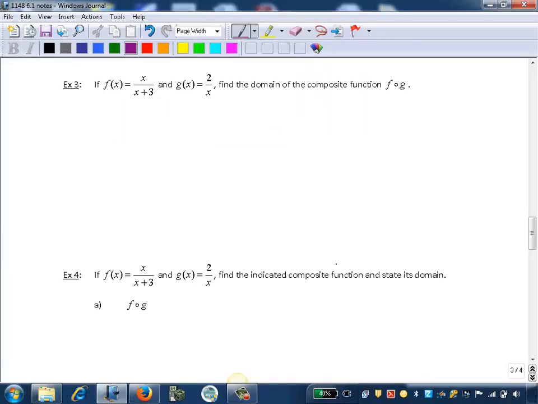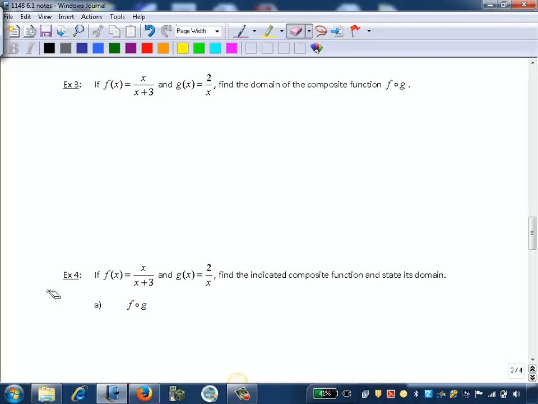Example 3. If f of x equals x over x plus 3 and g of x equals 2 over x, find the domain of the composite function f composed with g. So in this example, we're given two functions f and g, but we don't know their composite function. We only know the two separate functions.